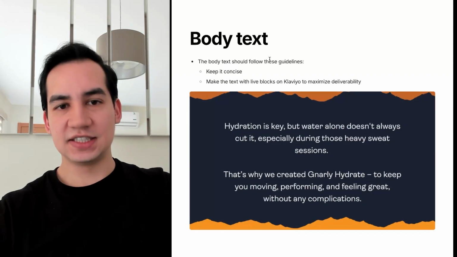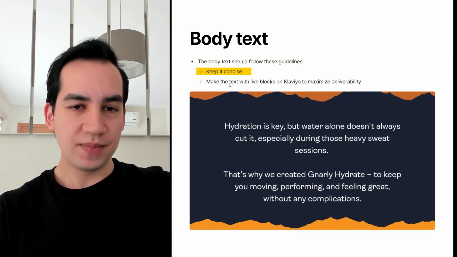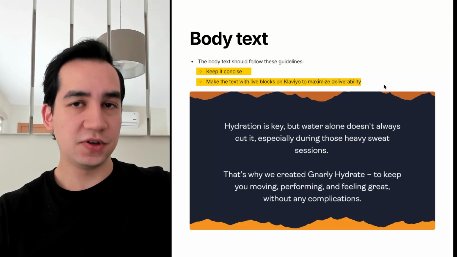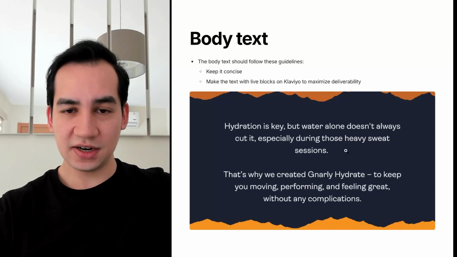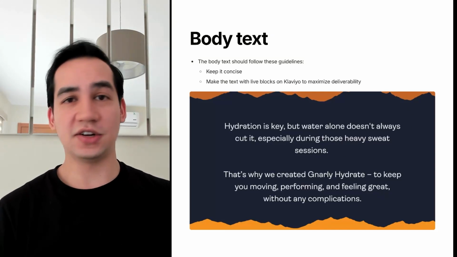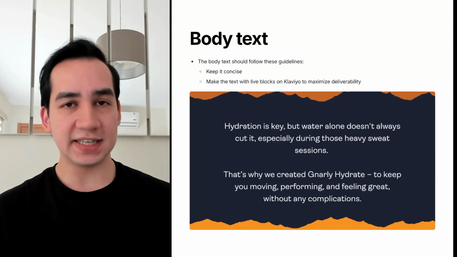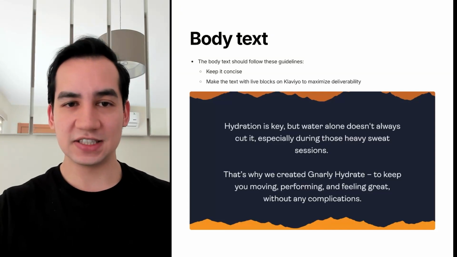All right, body text. The body text should follow these guidelines. All right, so keep it concise. Make the text with live blocks on Klaviyo to maximize deliverability. And here's an example right here. Basically explains everything that you need to know about the product within a couple sentences. You see a lot of brands that write full essays. Generally, that's not going to work that well. All right, so keep it concise in most cases.